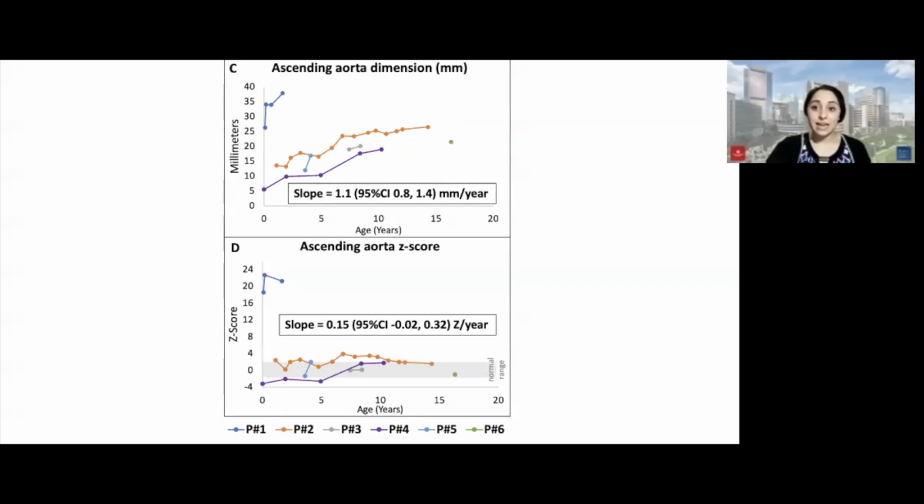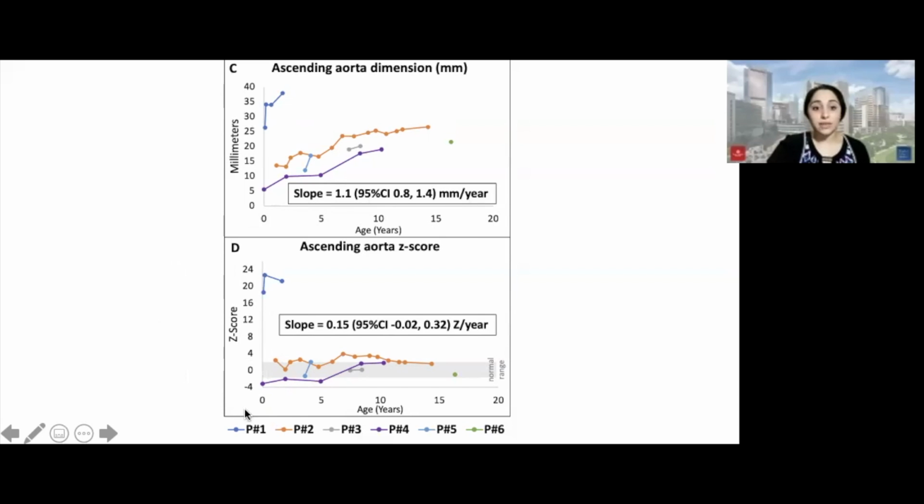The second slide is showing ascending aorta changes. And so the x-axis here is showing the age in years. And on the top graph, the y-axis is showing the change in dimension or the increase in size in millimeters. And from our calculations, once again, we saw that on average from all of our patients, the ascending aorta increased in size by 1.1 millimeters per year.